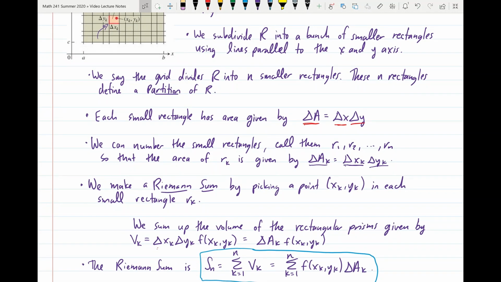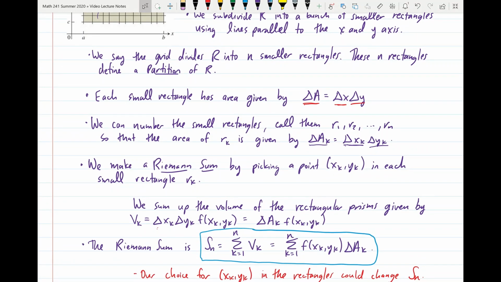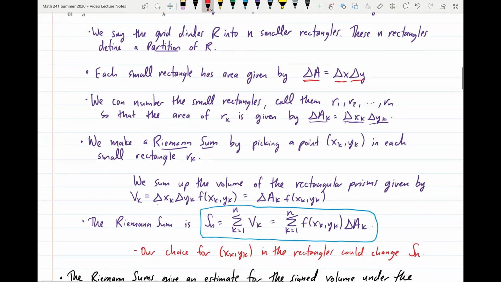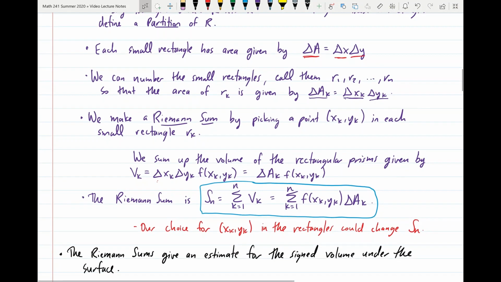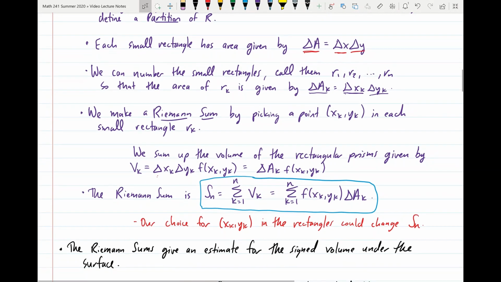We can also number all of the small rectangles inside of the region. So let's just say we call them R sub 1, R sub 2, up to R sub n. And once we've numbered them, then we can say that the area of specifically the R sub kth rectangle is given by delta A sub k, where again, delta A sub k will equal delta x sub k times delta y sub k. So the area is just the width of the kth rectangle times the height of the kth rectangle. And once we've defined this, then we can start making Riemann sums.